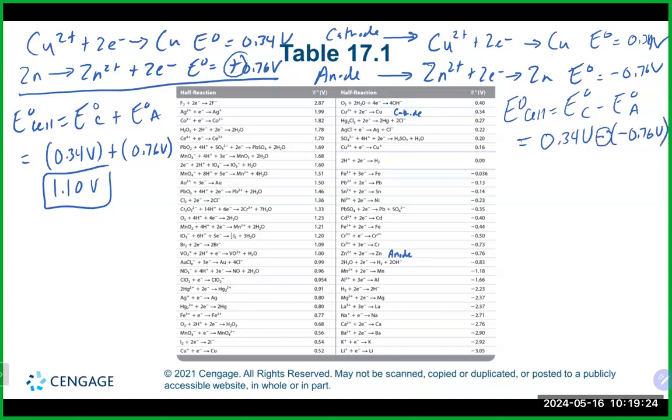That subtraction will turn the sign for me, and we will end up with 1.1 volts in this case, which is the same. So that is what I was talking about earlier, and it's really your preference, whichever way you want to do it.